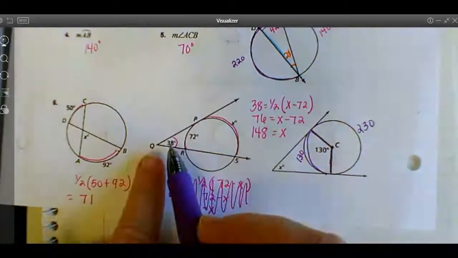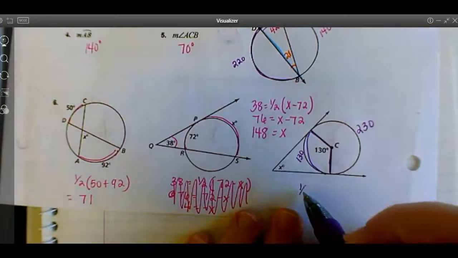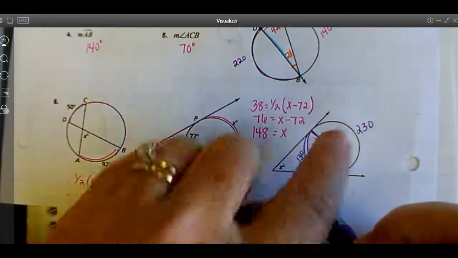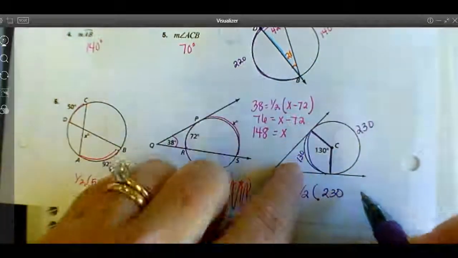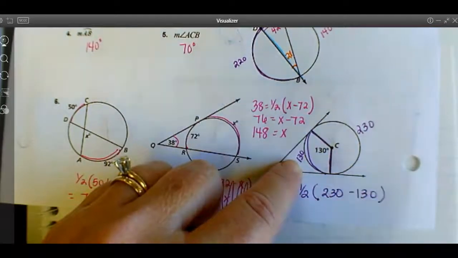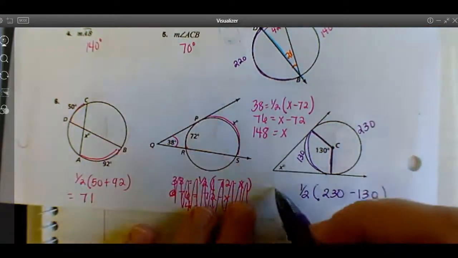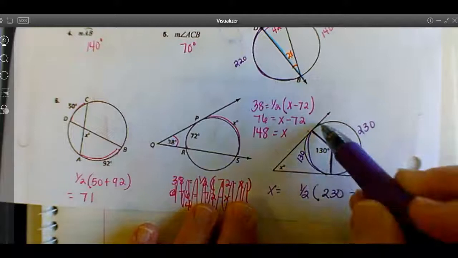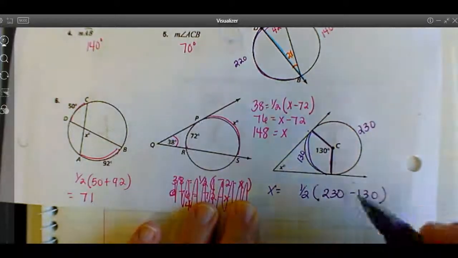And then now I can do what I did here. I can say 1/2 of the big one minus the small one. As long as I know the two arcs, it's just 1/2 minus it.